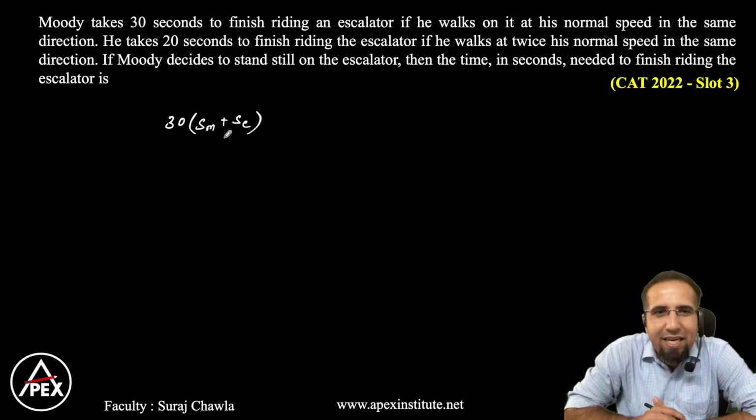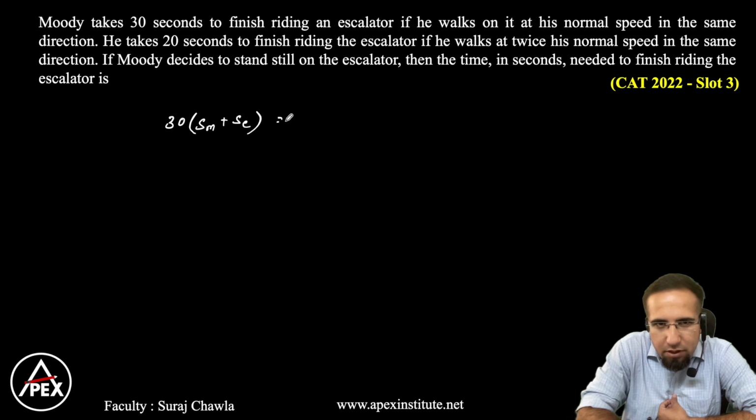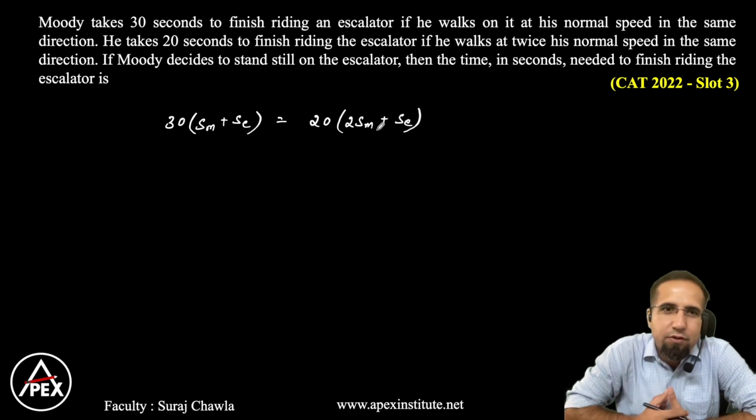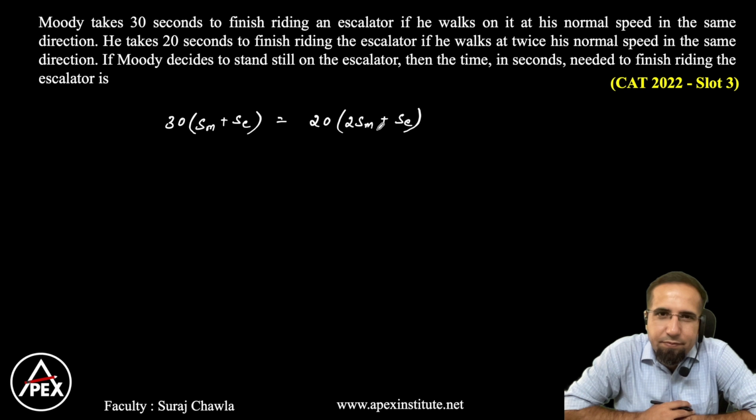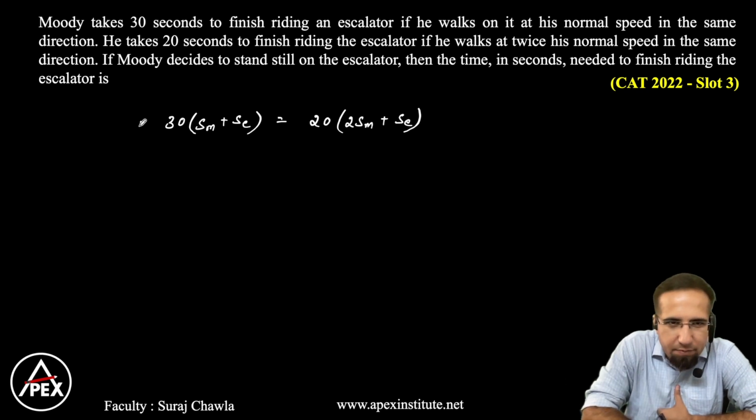He takes 20 seconds to finish riding the escalator if he walks at twice the normal speed. Okay. This time the time taken is 20. He is moving at twice the normal speed, again in the same direction of the escalator. So this is what is happening. Clear? Then the time in seconds that is needed. So this is the number of steps in the escalator.